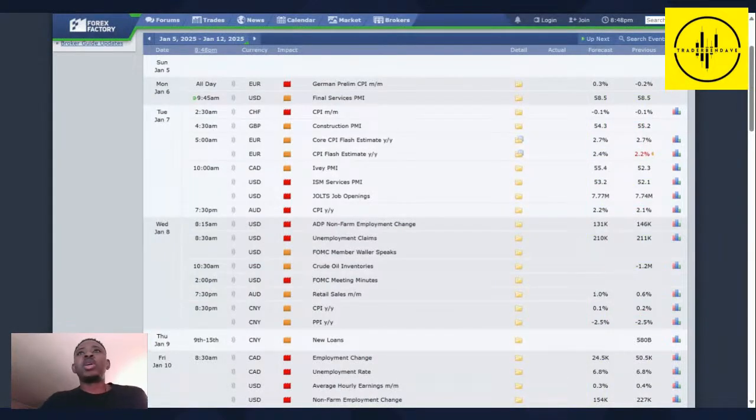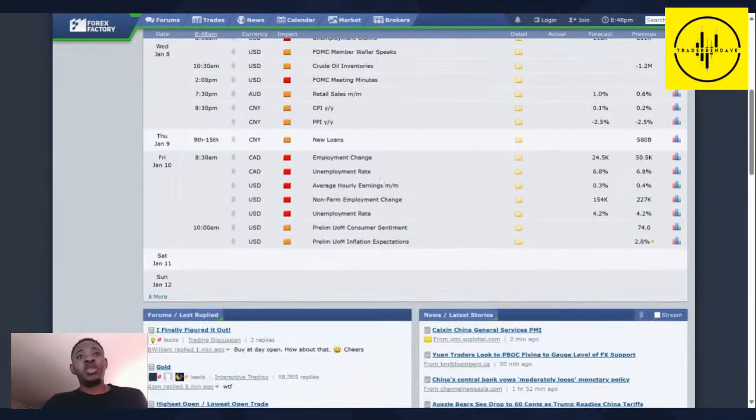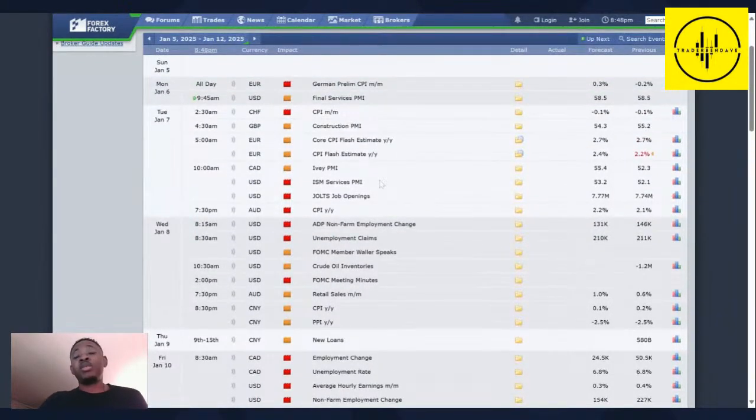So let's have a quick look at the fundamentals to expect for the week. If you are new, this is forexfactory.com. That is the news website I use to check my news. There are so many other news websites that you can use. I'm interested in the red folders and then the yellow folders.